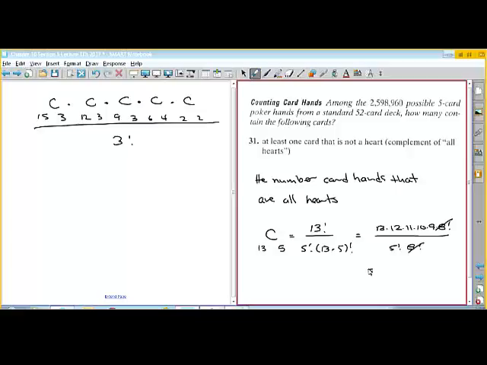Let's do that. 13 times 12 times 11 times 10 times 9, and we divide by 5 and 4 and 3 and 2 and 1. And we come up with 1,287. So there are 1,287 hands out of that that are all hearts.